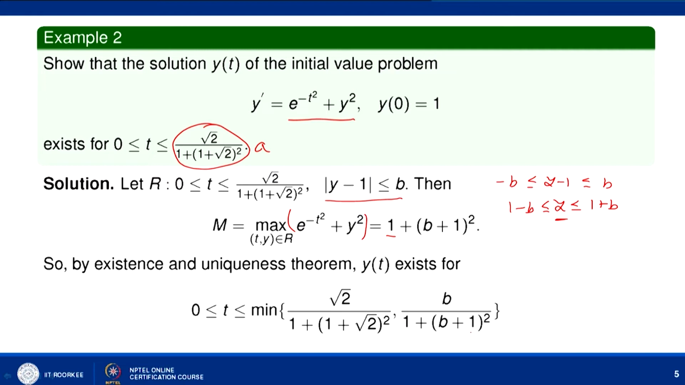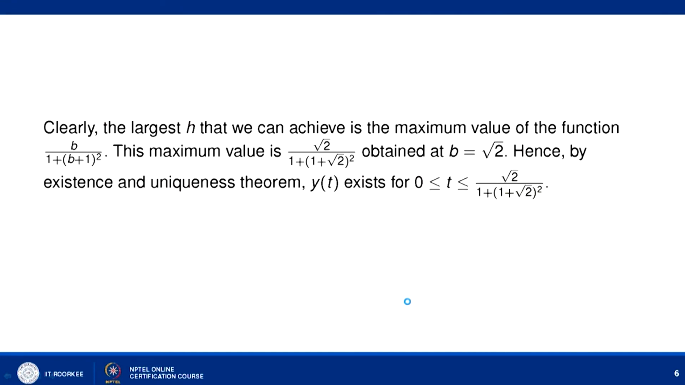Here, we have to find this region for arbitrary b. So, we have to find the maximum value of this. How to find this maximum value? Here we can easily observe that the largest h that we can achieve is the maximum value of the function b upon (1 plus b plus 1) whole square, and we can easily see that the maximum value comes out to be root 2 upon (1 plus root 2) whole square, which is obtained at b equal to root 2. So, how to find the maximum value of this function?